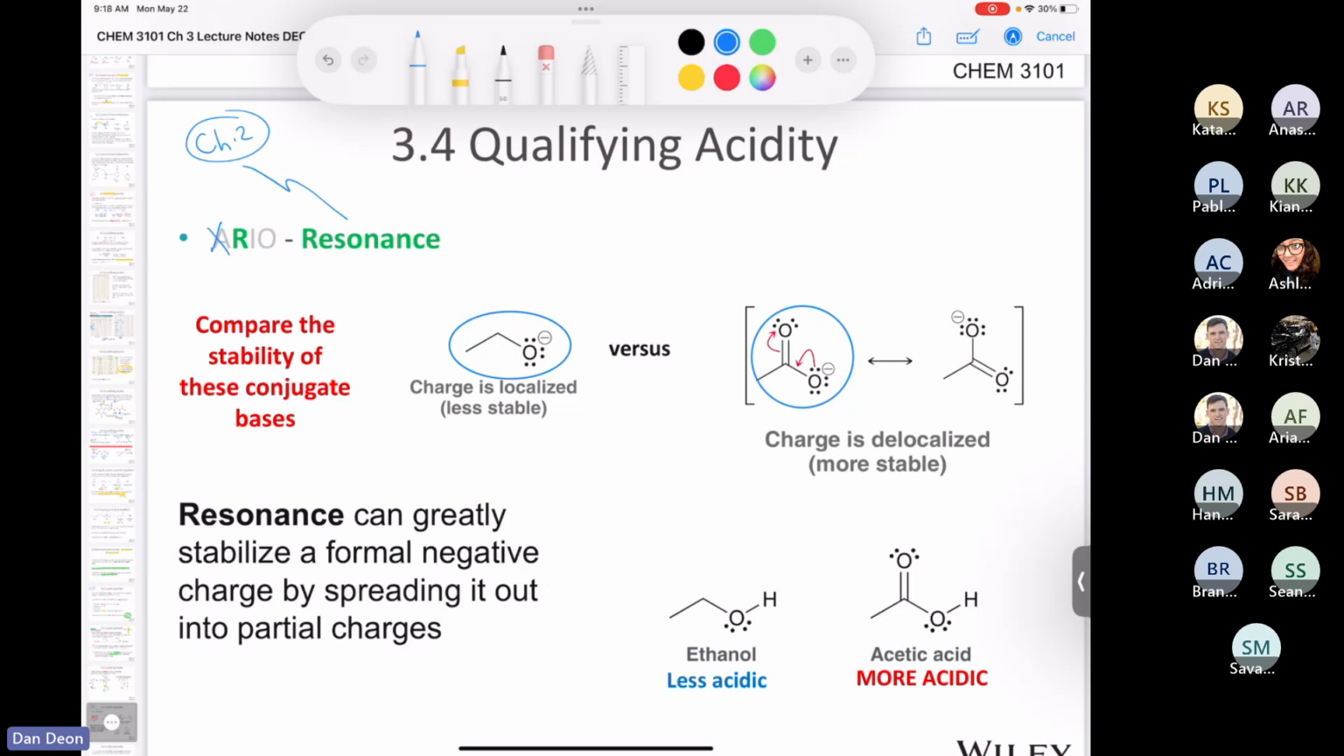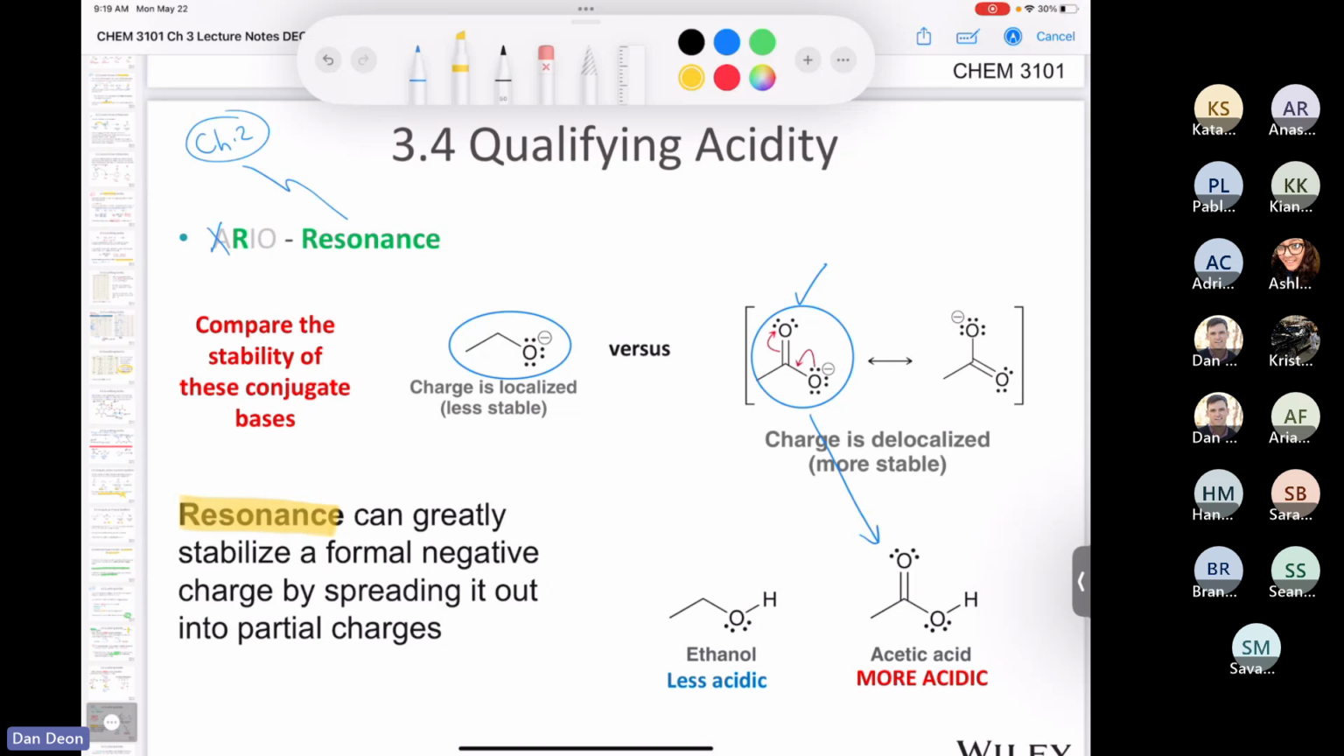And so we see that when we have the carboxylate, this compound over here, we have two resonance structures, and therefore the charge is delocalized. Therefore, this is the more stable of the two conjugate bases, and therefore its conjugate acid is going to be more acidic. And thus, our conclusion is resonance can stabilize a formal charge by spreading it out. The more stable the base is, so the more resonance structures it has, the stronger the acid that it came from.